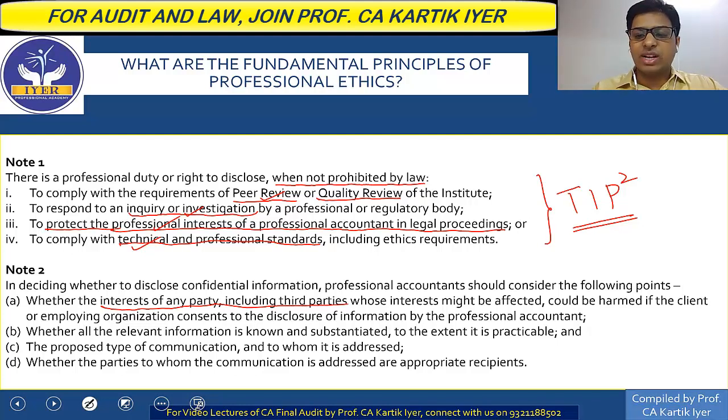Whose interest might be affected, could be harmed, if the client and/or the employing organization consents to the disclosure of information by the professional accountant. Even if the client's consent or the employing organization's consent is received, if the CA reveals the information but that information is harmful to some other third party, then the CA should not reveal the information. He should ensure that no one is affected by this information.